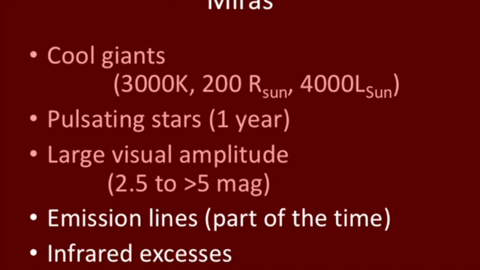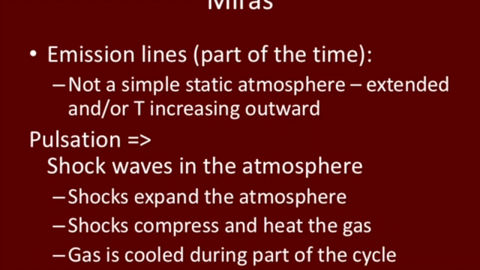These stars also have emission lines, and that turns out to be very important for understanding what they're doing, and they have infrared excesses. They don't have emission lines all the time, but they have emission lines during part of the cycle. And this is important for several reasons. First of all, anytime a star has emission lines, something funny is going on.